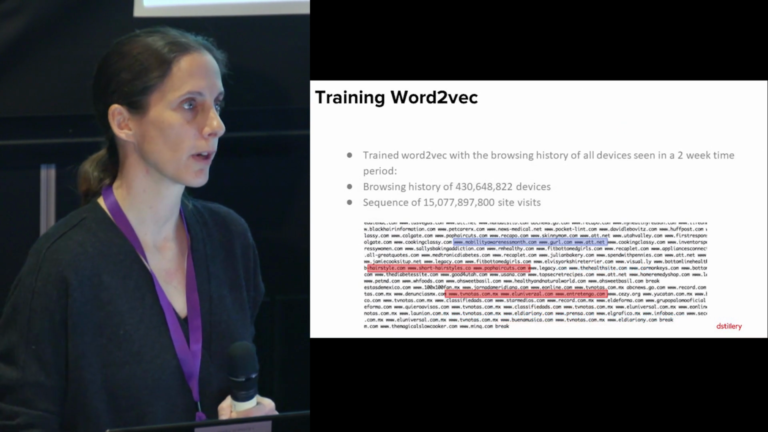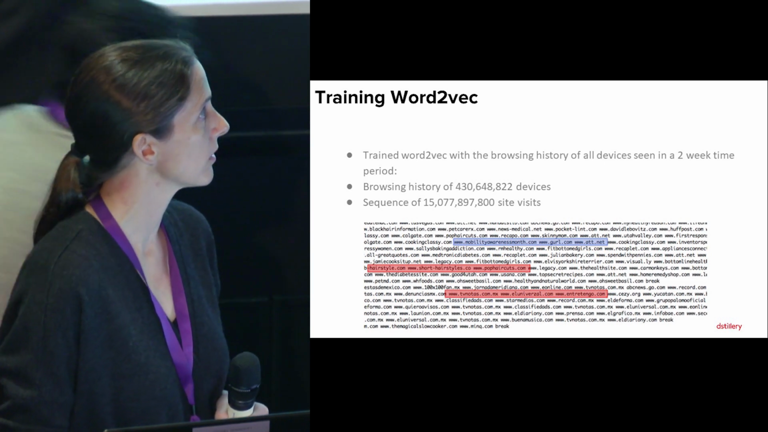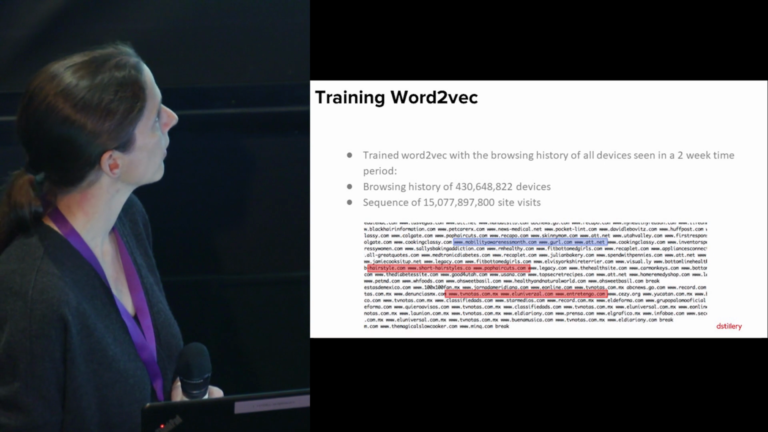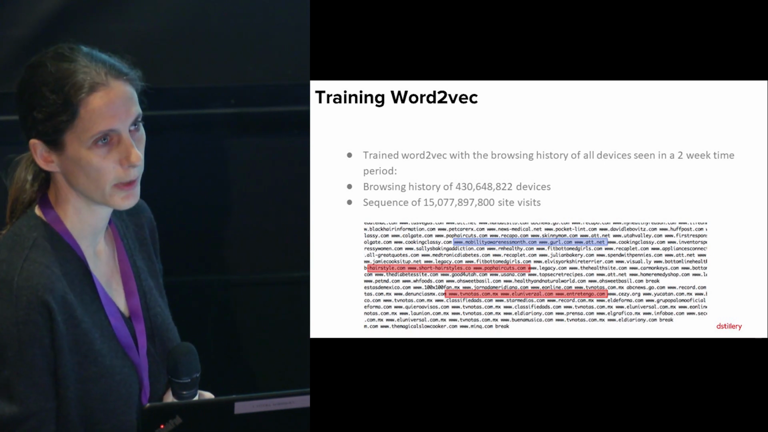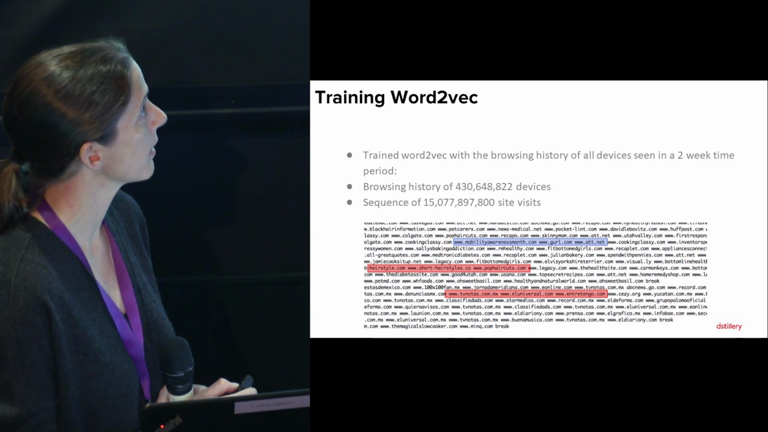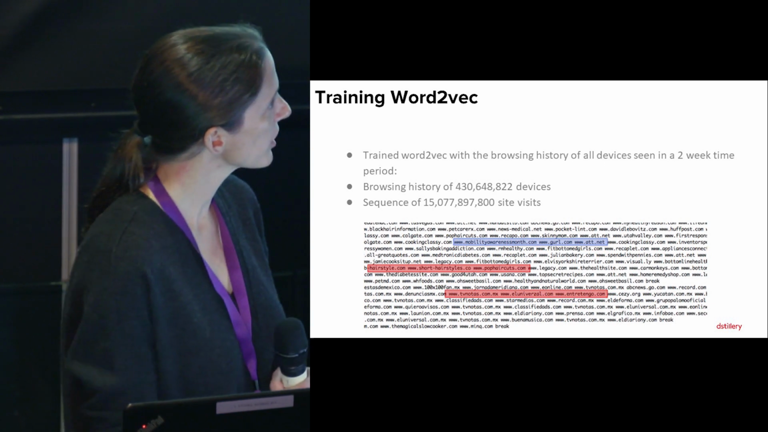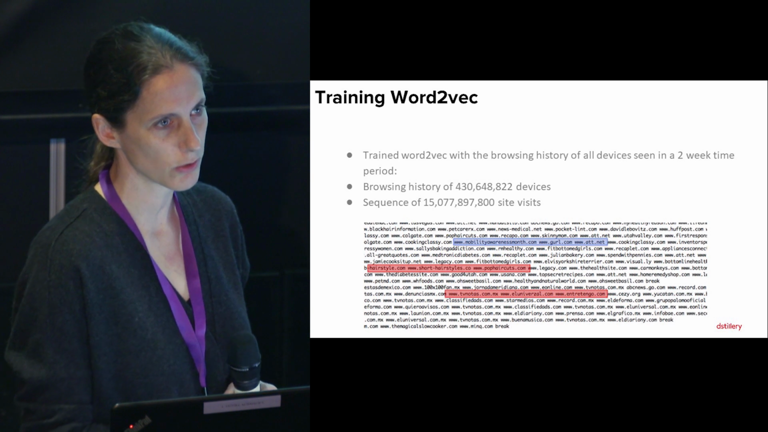To get this to work well, we trained with the browsing history of all devices seen in a 2-week time period, which turned out to be the browsing history of over 400 million users. And that turned out to be a sequence of over 15 billion site visits. A portion of the data is shown here just to show that many URLs visited in sequence have nothing to do with each other.